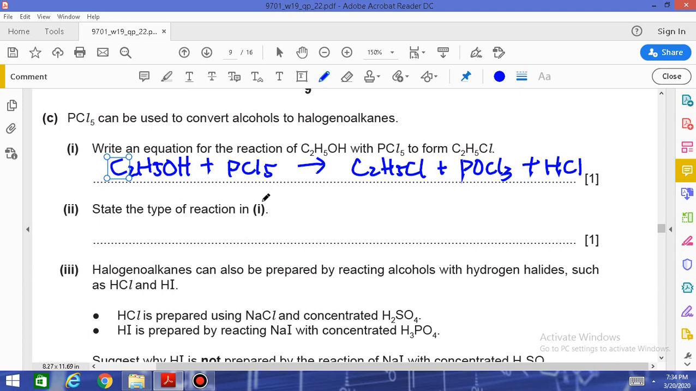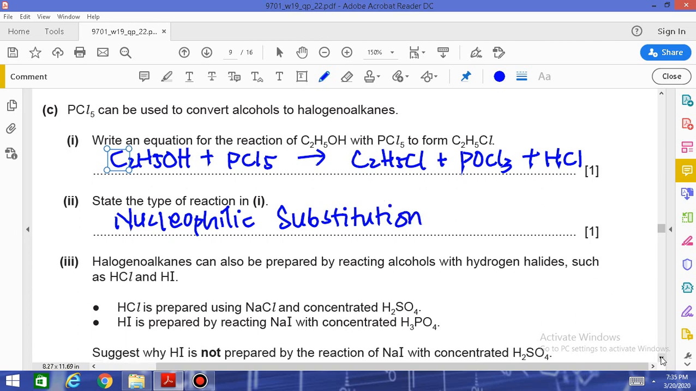State the type of reaction in part 1. From alcohol into halogenoalkane, it's similar to the reaction from halogenoalkane into alcohol. So the type of reaction is SN, or nucleophilic substitution. Next.